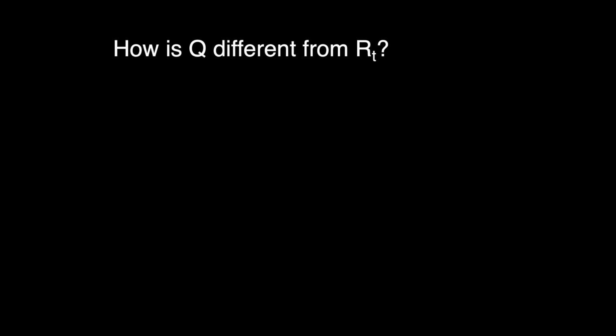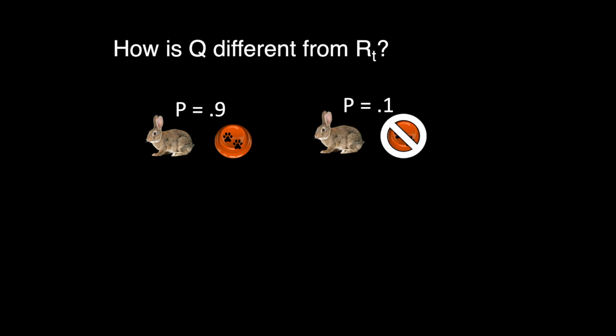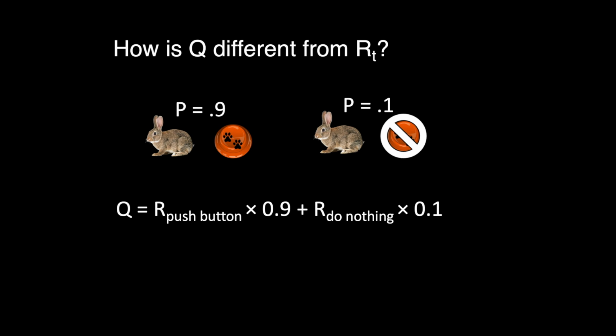Let's say the probability that the bunny is going to push the button is 0.9, and the probability that it's not going to push the button is 0.1. Then Q is going to equal the rewards you get for pushing the button times 0.9, plus the rewards for doing nothing times 0.1.